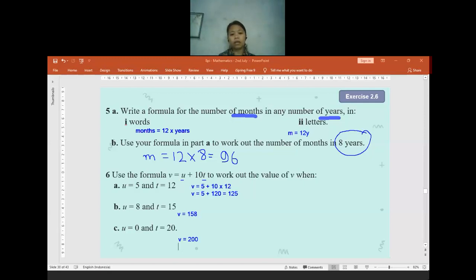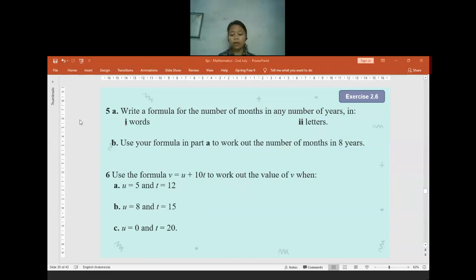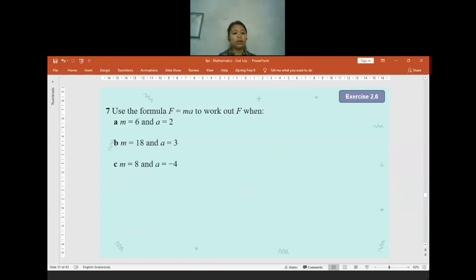No one? Okay, let us continue to question 7 then. Question 7. Anyone want to help me to find the value of F? How many will it be for the F value?